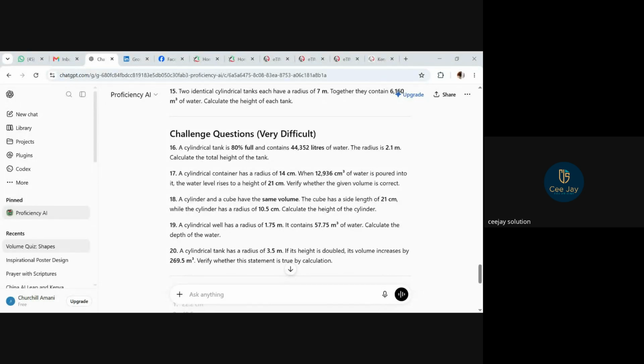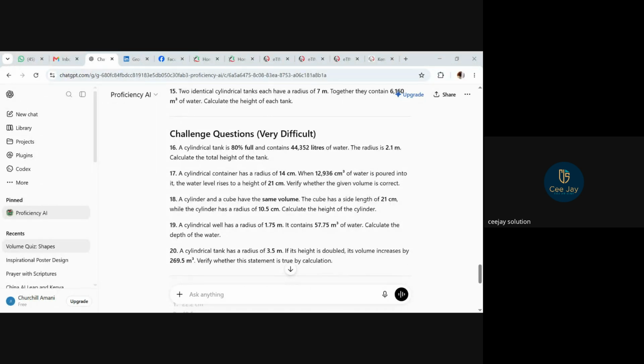A cylindrical tank is 80% full and contains 44,352 liters of water. The radius is 2.1 meter. Calculate the total height of the tank. I see Lorna, Joshua share their answers. I think Lorna may share. Yes, it is Lorna. Joyce have been able to share their answers.